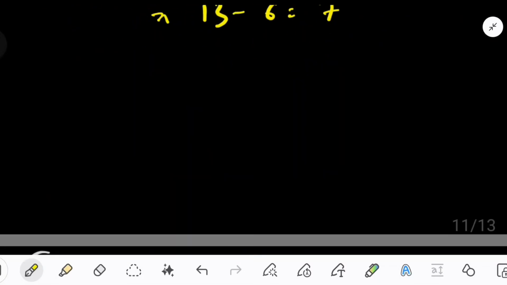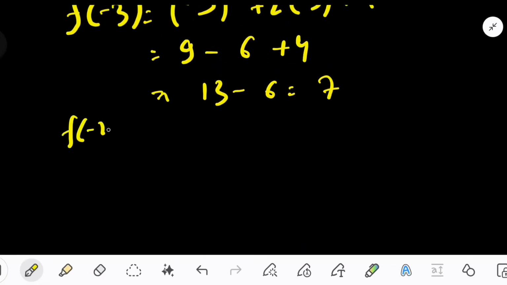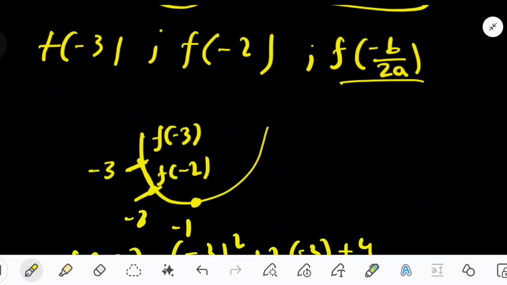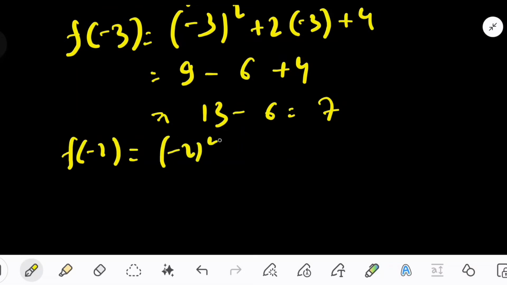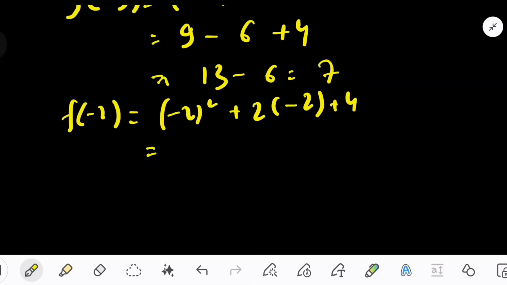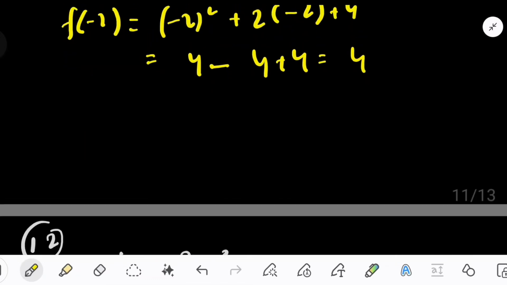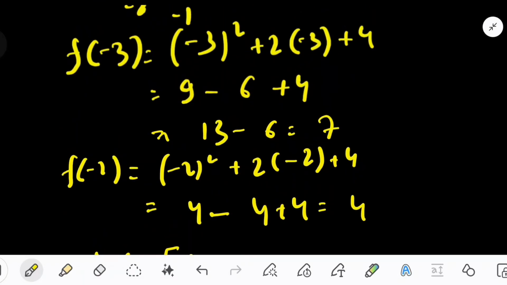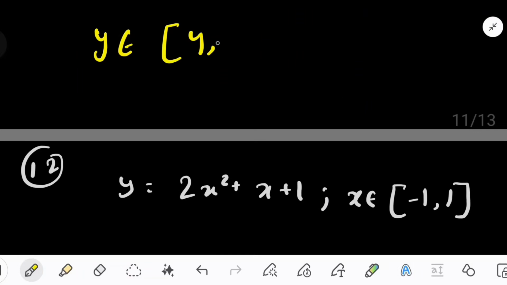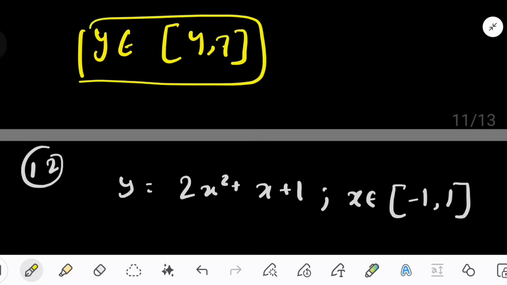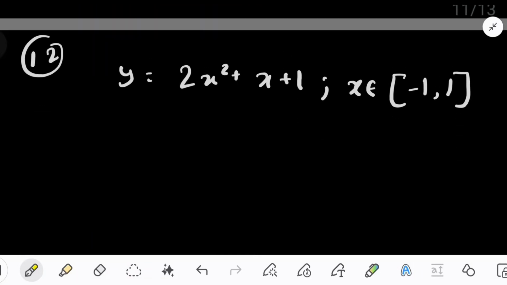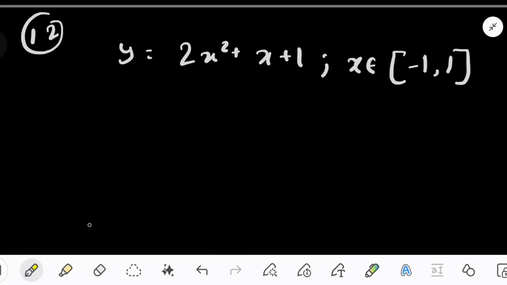And what is the function at -2? Let's calculate that also. So the function at -2 is equal to (-2) square plus 2 times -2 plus 4, which is equal to 4 minus 4 plus 4, which is equal to 4. Hence, we have the range as 4 to 7, right? This is the range in this case. Now let's take this example.